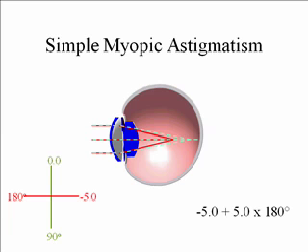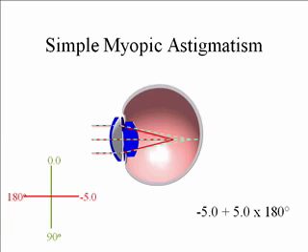Sphere plus the cylinder. By the way, what is sphere plus half of the cylinder? That is the spherical equivalent. And why is it that? It is that because that's the average of the two arms of the total power cross. But we're not interested in the average. We're interested in what the signs are of the two arms of the total power cross.